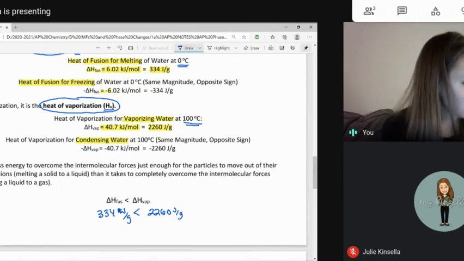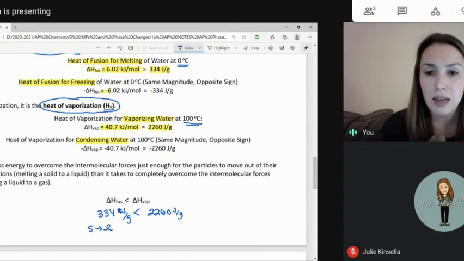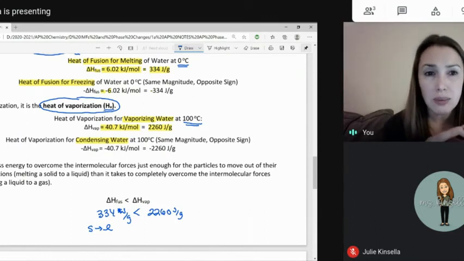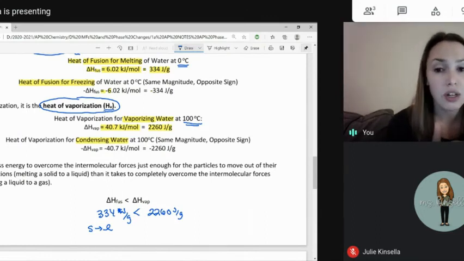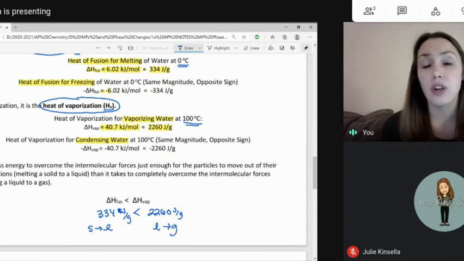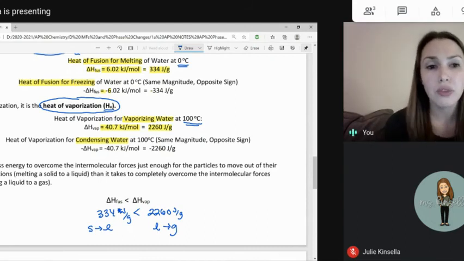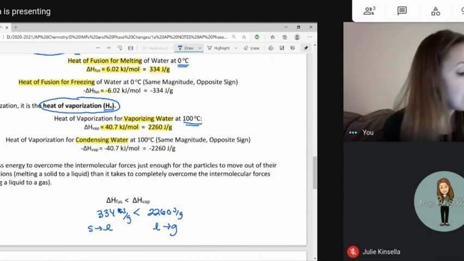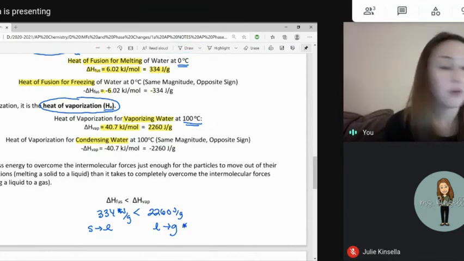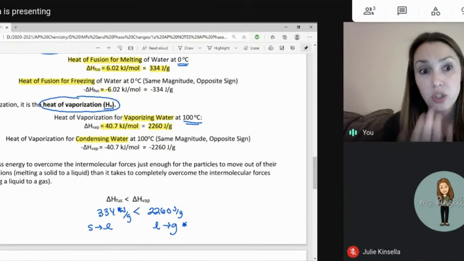That has to do with the fact that when I'm going from a solid to a liquid, I'm just overcoming the attraction slightly. I'm getting the particles a little bit farther apart from each other, still keeping them close so that they can move around each other and change their relative positions. When going from a liquid to a gas, I'm completely overcoming IMFs so that they can move freely from each other and spread out. This takes a lot more energy to accomplish. That's why the heat of vaporization is larger, and you should be aware of how to explain that as well.